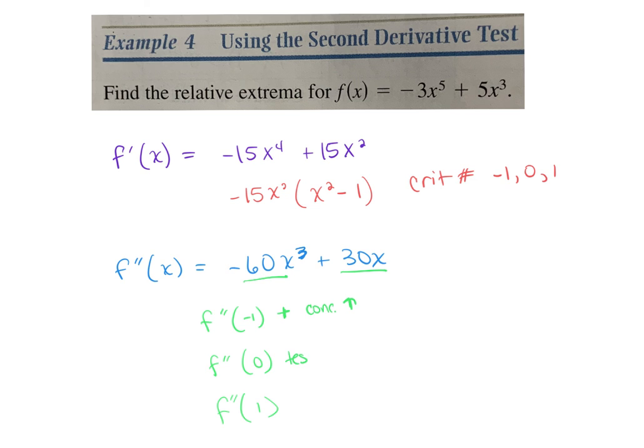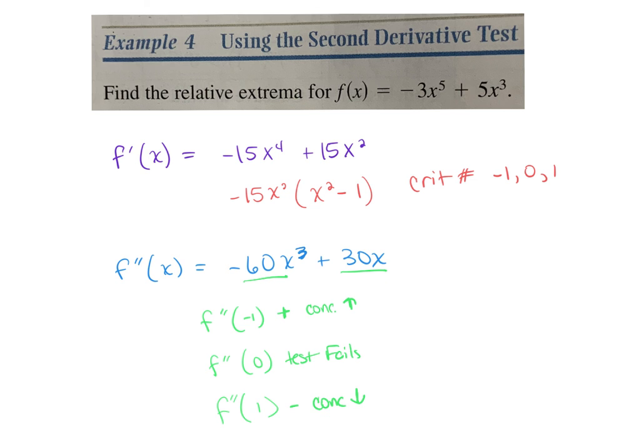0. Test fails here. If you get 0 when you plug it in, you cannot do the second derivative test, okay? So do you do something else with it, or you just say test fails? Yeah, test fails. You're not going to have a relative max or min typically.